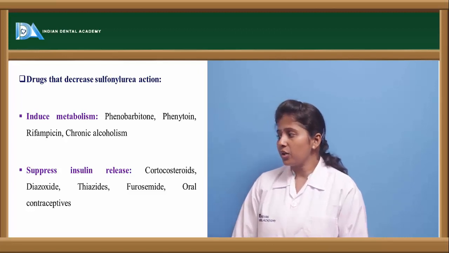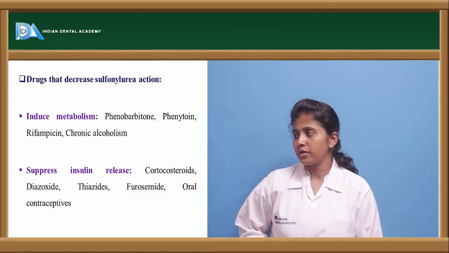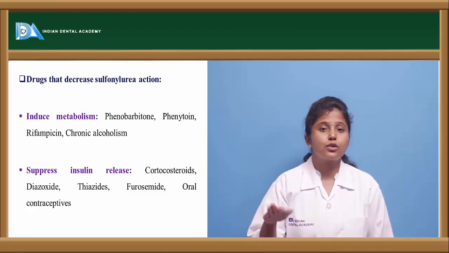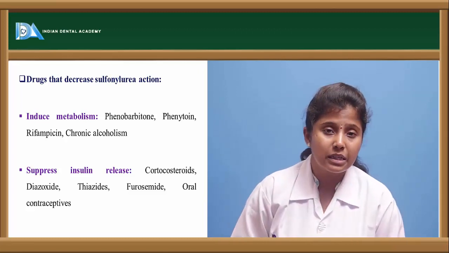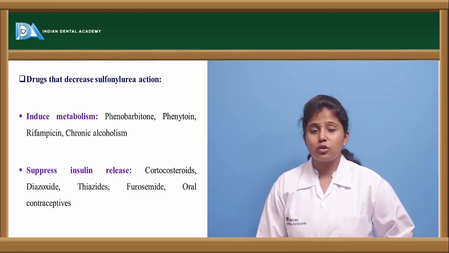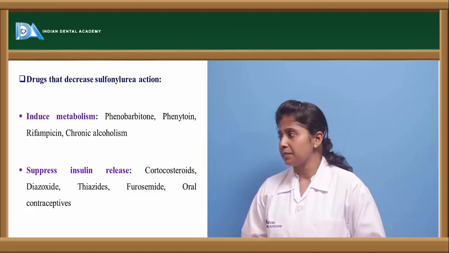And the drugs like corticosteroids, diazoxide, thiazides, furosemide, and oral contraceptives are the drugs which suppress the insulin release. These won't allow the sulfonylureas to release the insulin from the beta cells. So they suppress the release of the insulin from the beta cells.